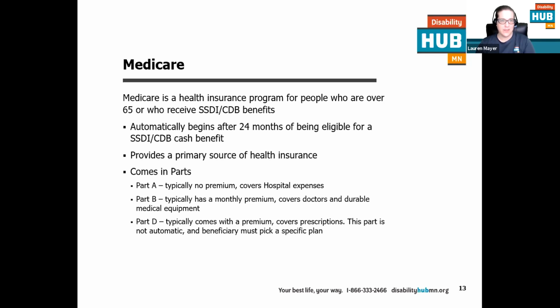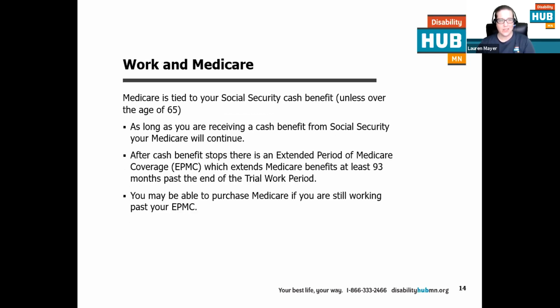So Medicare is something that just comes hand in hand with your SSDI, and so something that a lot of people have to deal with at some point once their SSDI gets to that point. So we're going to talk a little bit about how work impacts that Medicare. It is tied to that Social Security cash benefit. So the nice thing about that is if you're getting a cash benefit, you're getting Medicare. So there's not a lot of in between room there. If you're getting your cash benefit, you don't have to worry about Medicare.